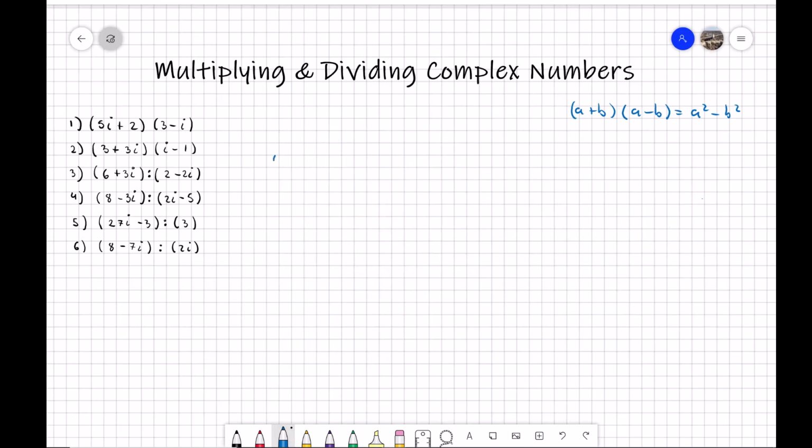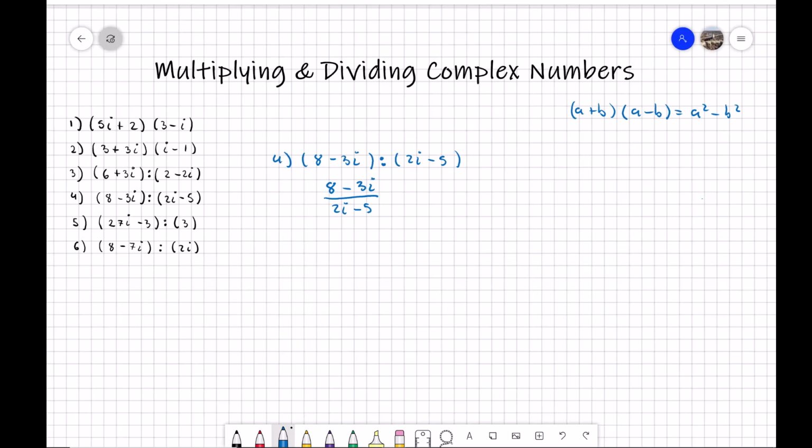Now in number 4 we have 8 minus 3i divided by 2i minus 5. Alright, so as I said before, it's basically the same thing as an equation, but it has a trick, right? The trick was that we have a root at the bottom, right? So again, I'm gonna write this as a fraction: 8 minus 3i divided by 2i minus 5, right?